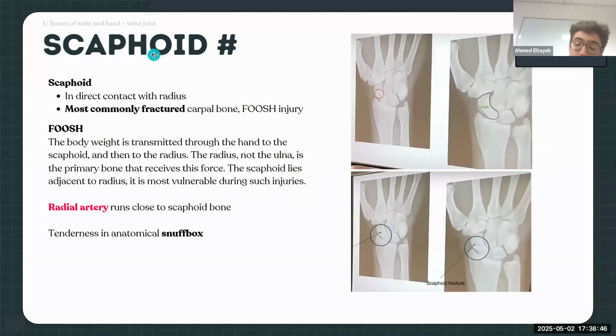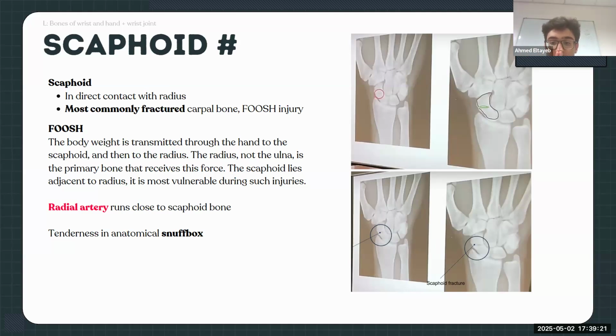What about scaphoid? We said lunate is the most commonly dislocated carpal bone. Now scaphoid is the most commonly fractured bone. Okay? And the most common way to fracture your scaphoid is through FOOSH, as it's abbreviated, which is falling onto an outstretched hand. Anyway, if your hand is stretched like that and you fall onto it and your scaphoid hits the ground first, it's highly likely it's going to fracture.